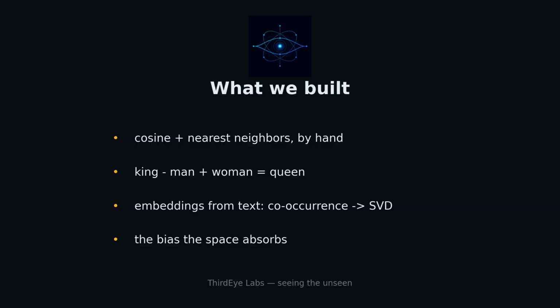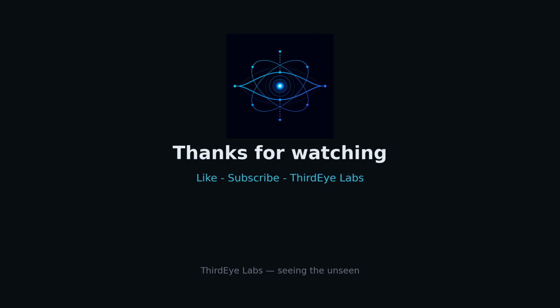Let us recap. A word is a vector, and cosine similarity, a normalized dot product, measures how close 2 words are in meaning. Directions carry meaning, so king minus man plus woman lands on queen. We built our own vectors from raw text with co-occurrence and SVD, checked them against scikit-learn, and saw the gender bias the numbers quietly absorb. That is it for this lab, from a list of numbers to meaning you can do arithmetic with.